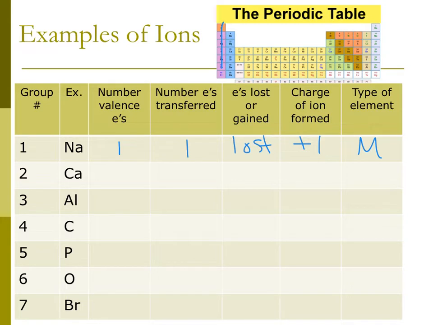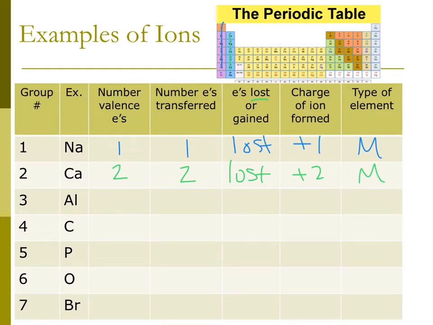Onto calcium, which would be found in group 2, meaning it would have 2 valence electrons. Again, it would be easier to lose the 2 than to gain 6 more, so this will also form ions by losing electrons. The number of electrons for the second column would be 2, because we've got to lose those 2 valence electrons. When it does that, it'll form a +2 charge, and then again, it is on the left of the periodic table. It is a metal.